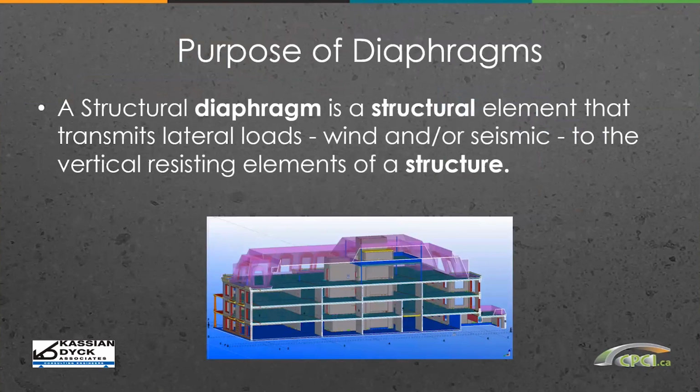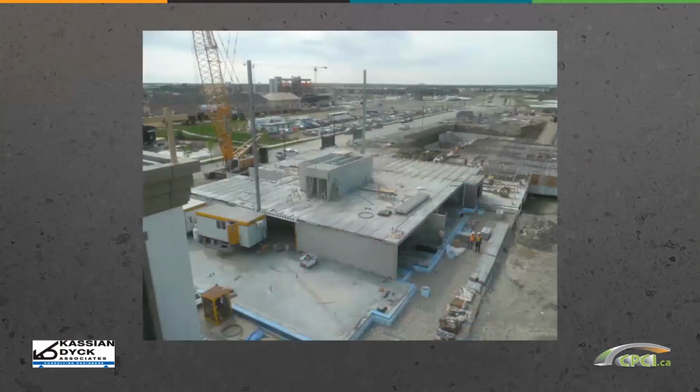So the purpose of a diaphragm: it's part of the structural system, and it's an element that transmits lateral loads such as wind or seismic loads to the vertical resisting elements of a structure. Within a total precast building or other types of structures, it's the hollow core, as shown in this example, that is the floor plate diaphragm, resisting lateral loads, transferring those lateral loads to the precast shear walls.